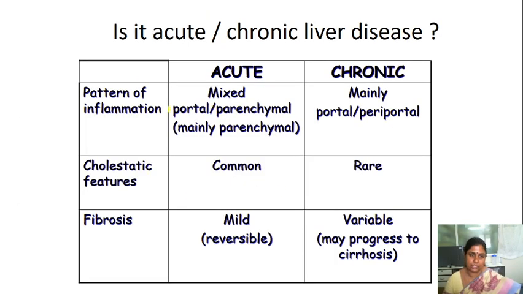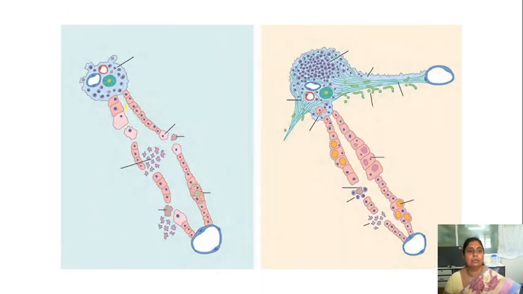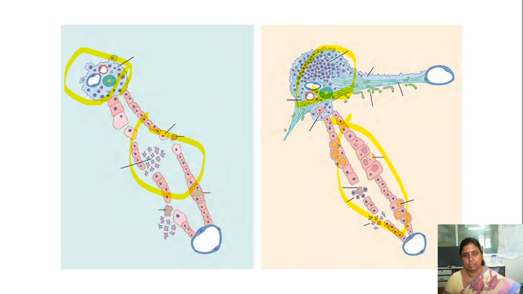So in acute inflammation, the pattern of inflammation is in the portal and the parenchyma, with the parenchyma being the maximum. In chronic, it is the portal and the periportal which is present, and cholestatic features are common in acute and not in the chronic. Fibrosis is also mild in acute and progressive in cirrhosis, right? So inflammation and necrosis are more in the parenchyma. In the portal tracts, very mild. Here inflammation and fibrosis in the portal tracts, and here it is less.